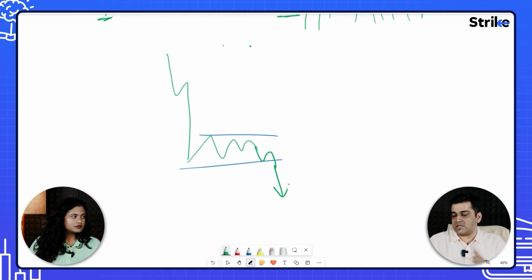So if you find it on a monthly chart, it can take a few months to come down. It can appear on a daily chart. It can appear even on an intraday time frame chart or a weekly chart. So that was the flag.